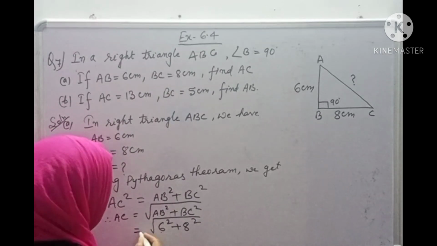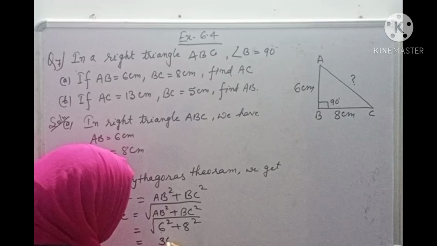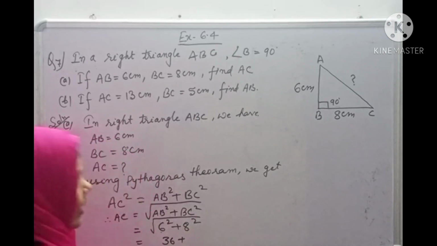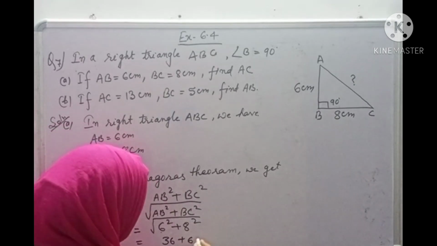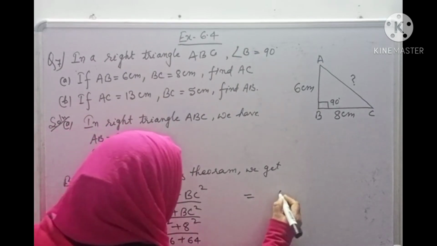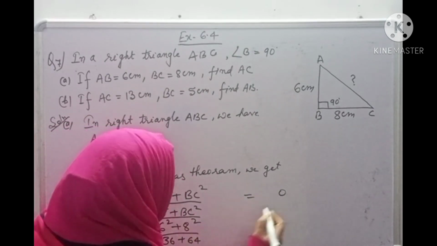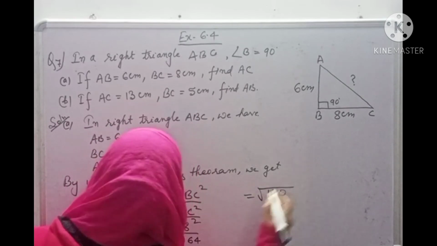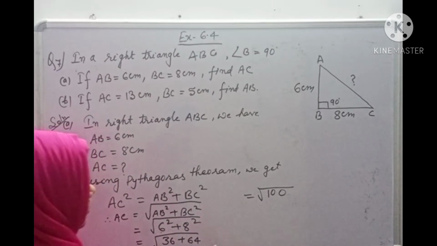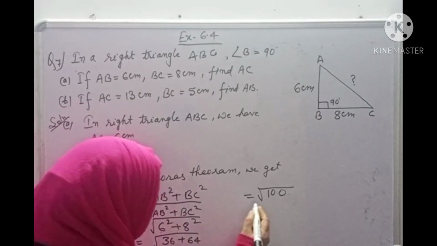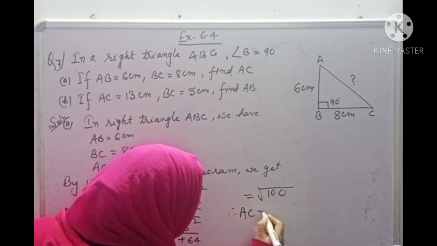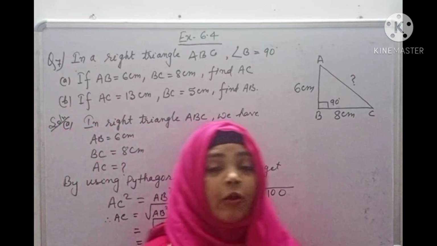Just look here. What is the square of 6? 36. 6 6 are 36. Square of 8? 8 8 are 64. So now when you add it, 6 4 10, 6 3 9 and 1 is 10, we get 100. Therefore AC is equal to the square root of 100. What is the square root of 100?